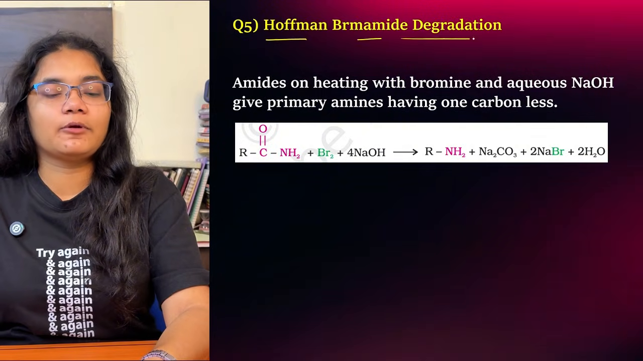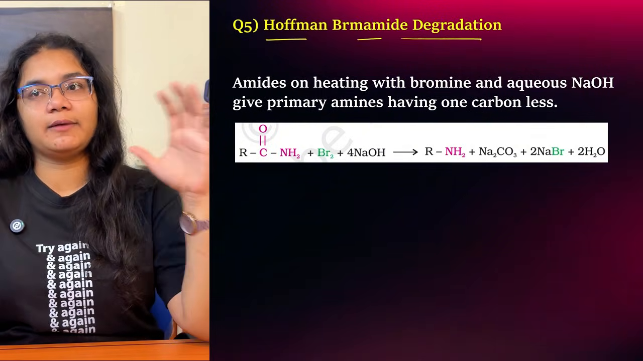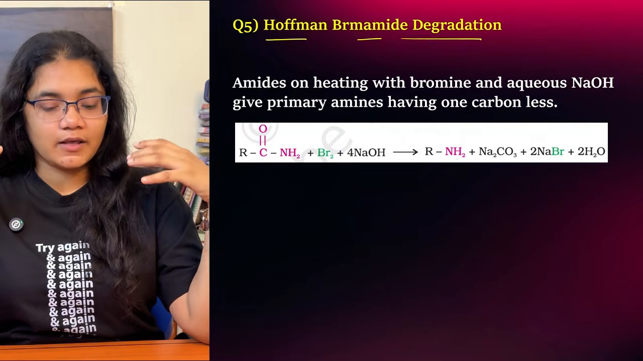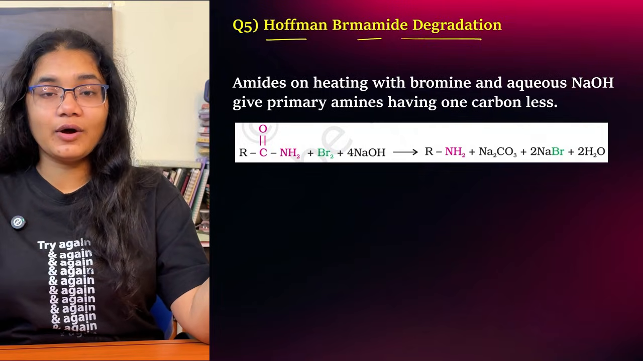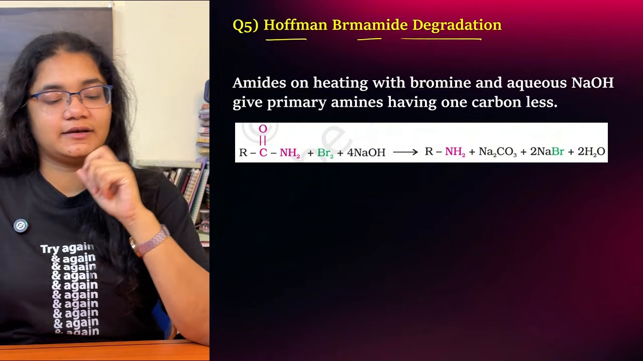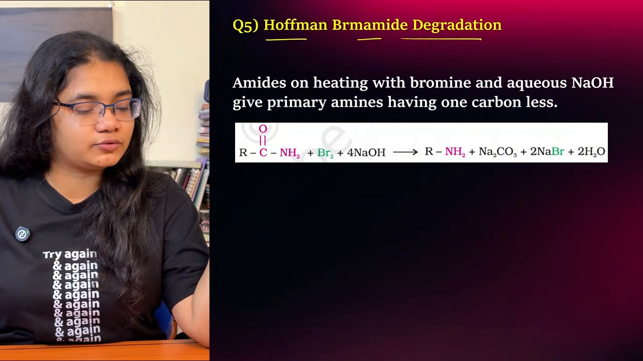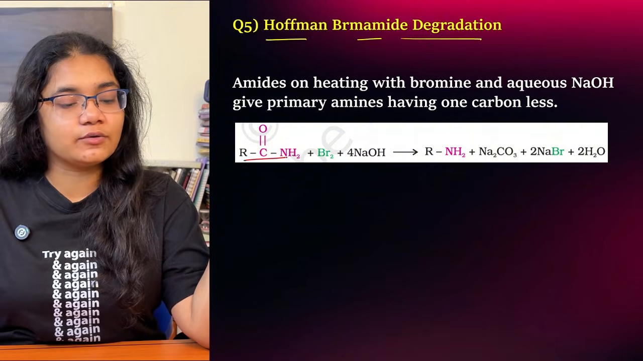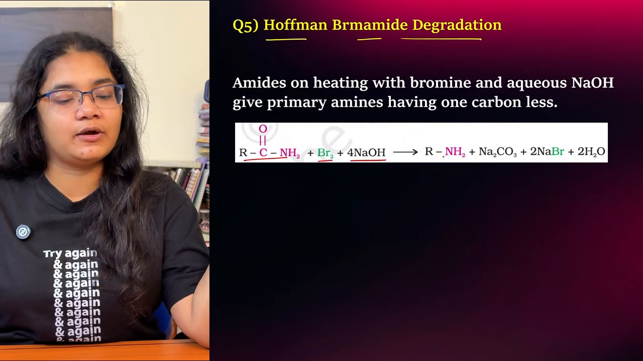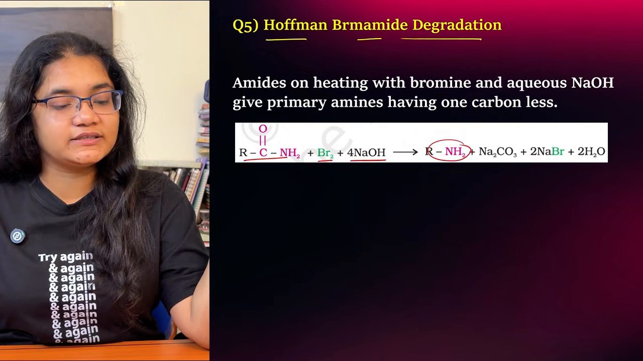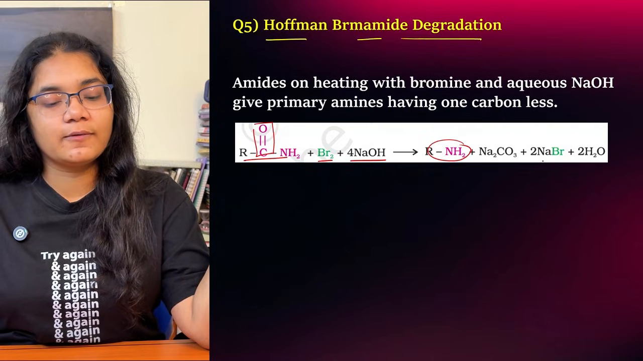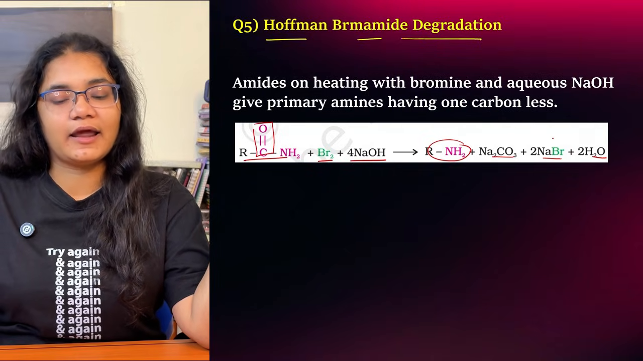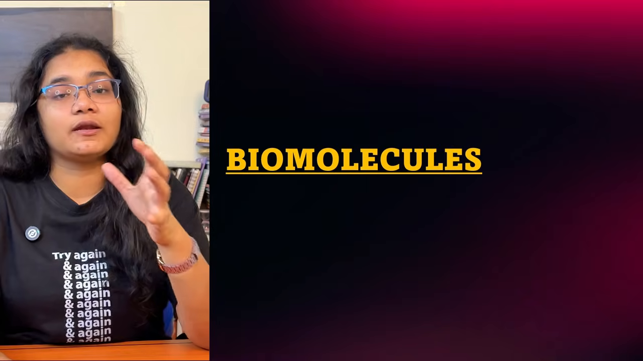Next is Hoffmann bromamide degradation, and this reaction is very important because this converts amides to amines, but with one carbon less. For example, if you see RCONH2 here I have taken, this RCONH2 reacts with bromine and NaOH to give you RNH2, meaning this CO group is removed to give you Na2CO3, NaBr and water. This is very important to reduce the number of carbons.